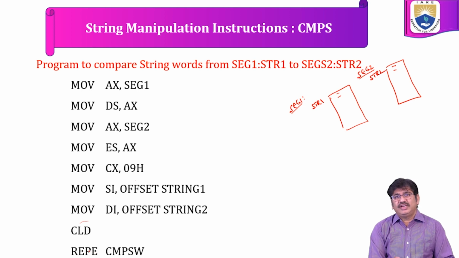If the first elements of string 1 and string 2, which are pointed with the offset values, are equal, proceed further for comparison. If there is any mismatch, that is, one of the elements of the source string is not equivalent to the destination string, in that case it will terminate the loop.